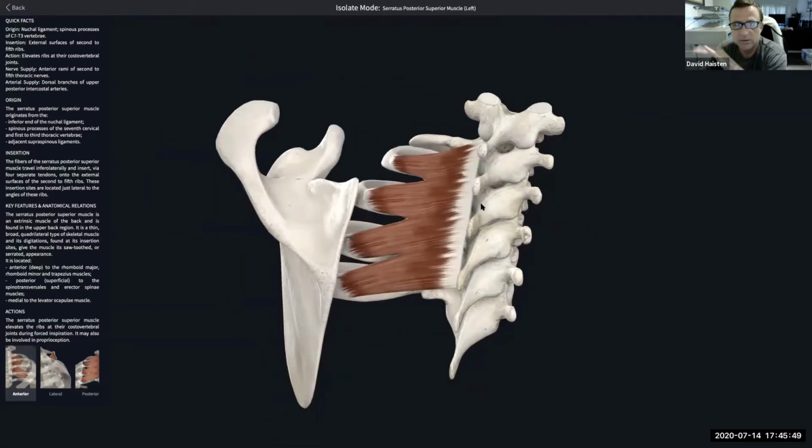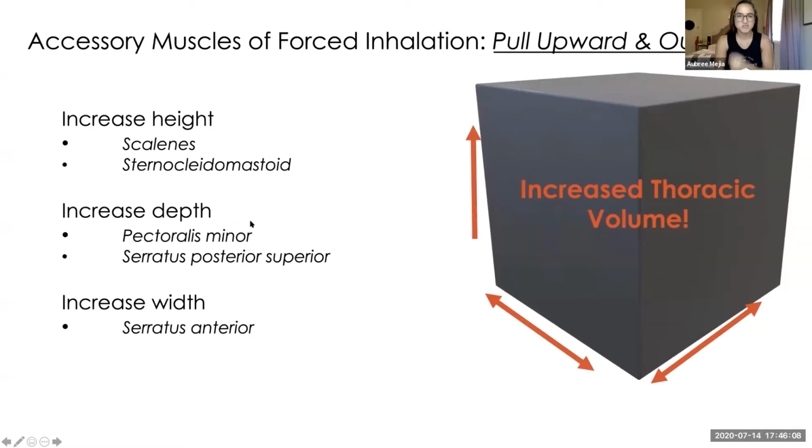So are you cool with serratus posterior superior? Now there's a serratus posterior superior. What might there also be? Inferior? Yeah, serratus posterior inferior. Okay. So there we have it. These are the accessory muscles that kick in for a deep breath, pull up and out, increase thoracic volume.